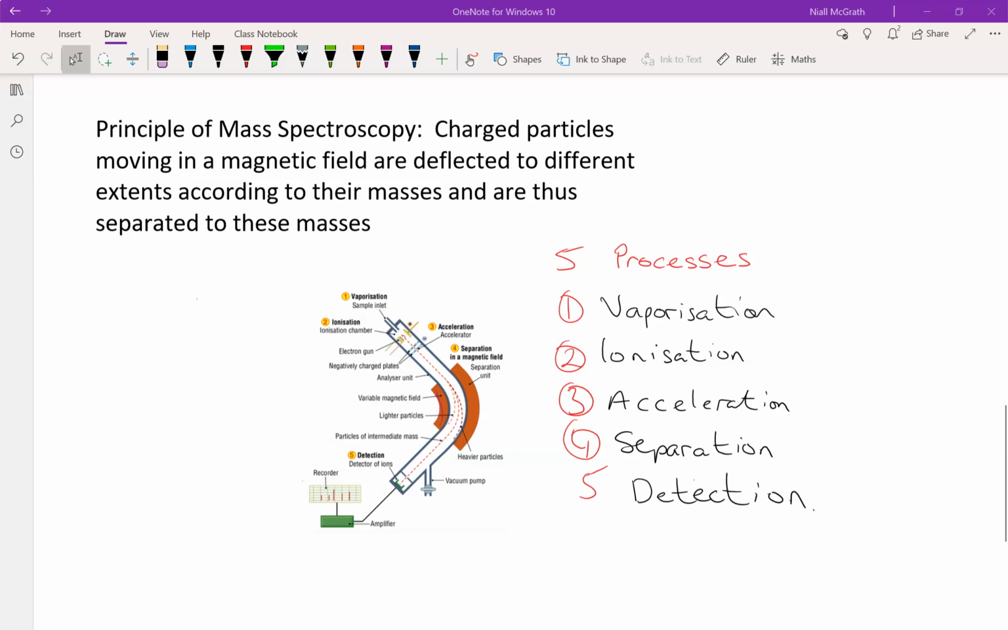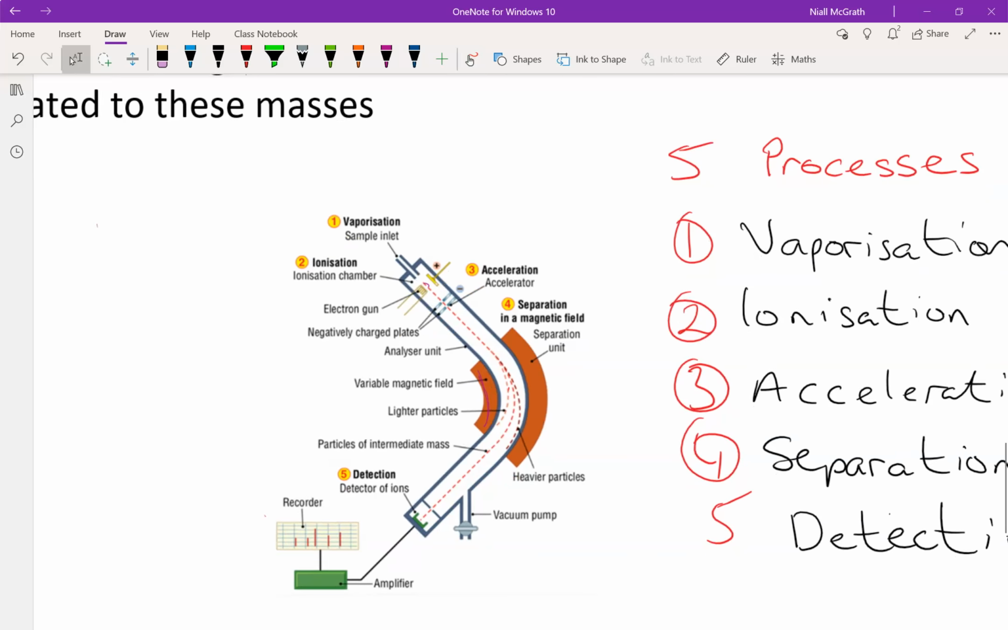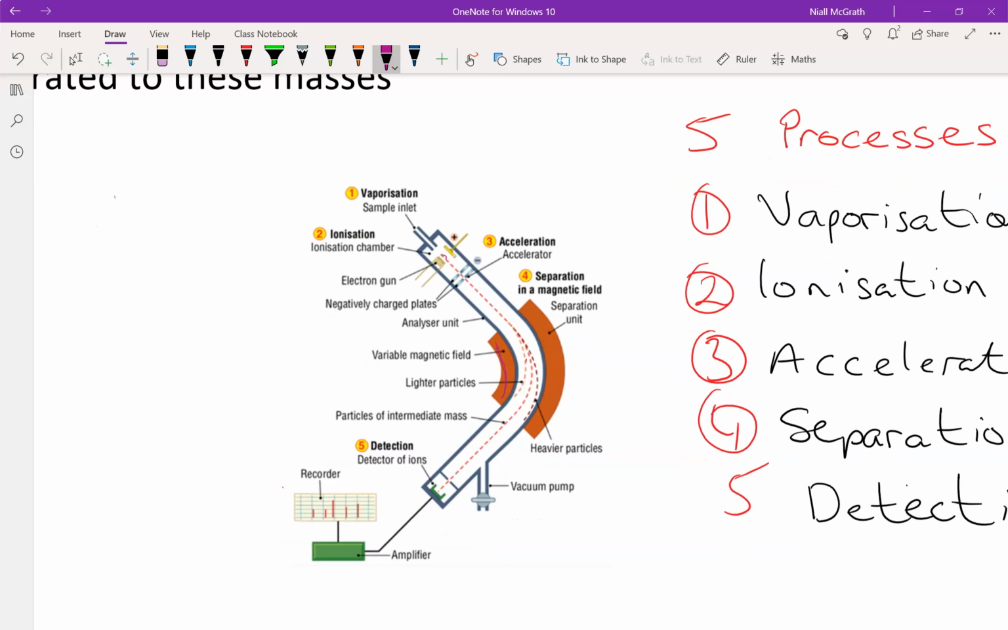Inside the mass spectrometer, there are 5 processes that take place: vaporization, ionization, acceleration, separation in a magnetic field, and detection. In vaporization, a small amount of gas or liquid is injected.